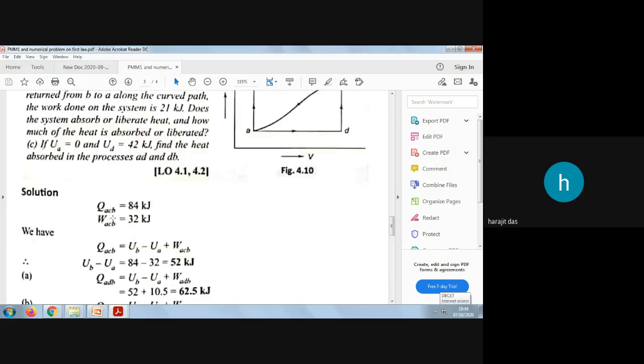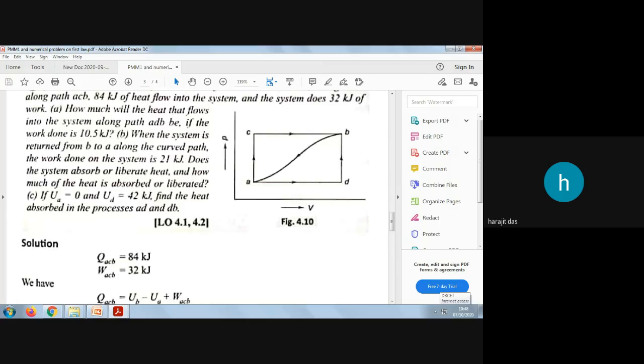Now in part C, what is asked: if UA equals 0, and UD equals 42 kilojoule. Very important, just concentrate. Please concentrate, then only you will get this concept. UA equals 0, UD equals 42 kilojoule. Find the heat absorbed in the process AD and DB. So you need to find out the heat which was absorbed in the processes AD and DB.